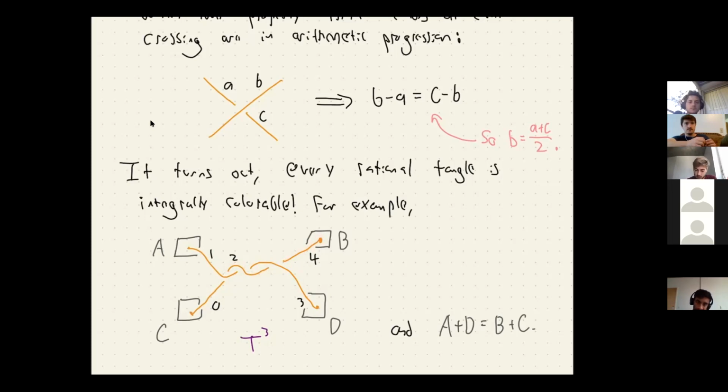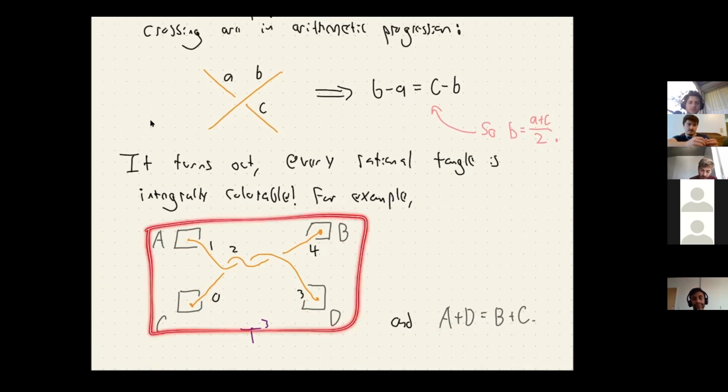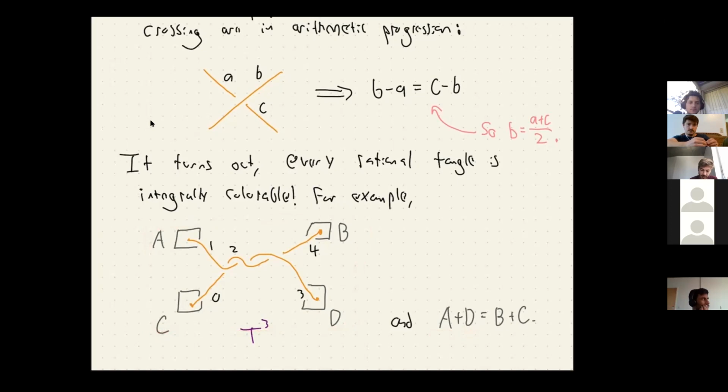Okay, and so now what are we going to do? We're going to look at all of the arcs that are coming to each of these endpoints, which I've labeled A, B, C, and D. I'm just going to call the colors also A, B, C, and D. One thing we can notice when we look at this tangle diagram is that the diagonal sums, A plus D and B plus C, are actually the same. This is another thing I'm not going to prove, but this ends up being the case for all rational tangles.